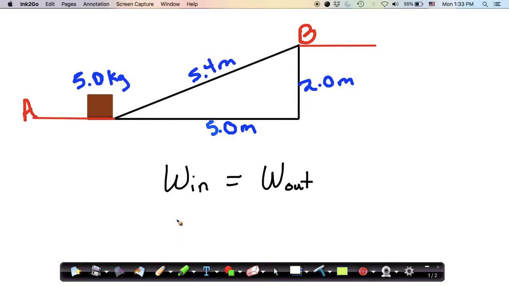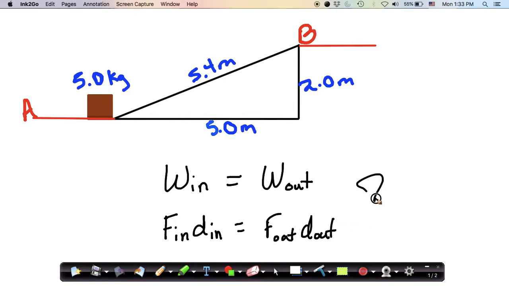If we substitute in what we know for work, the equation for work is force times distance, we get force input times distance input is equal to force output times distance output. If we rearrange that a little bit, we get the ratio of output force to input force is equal to the ratio of input distance to output distance.